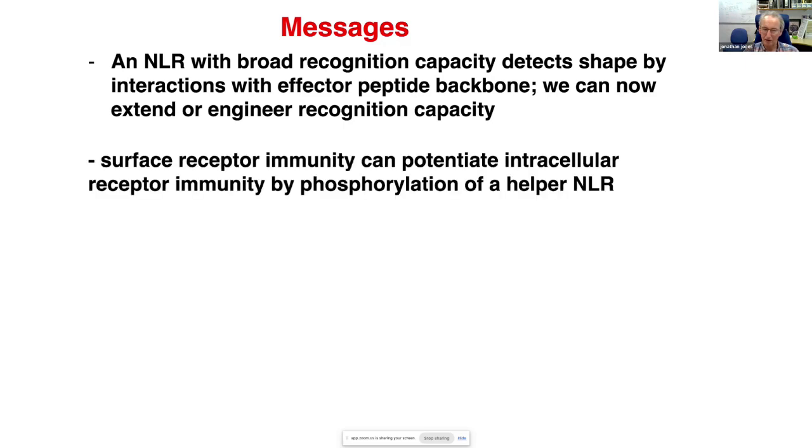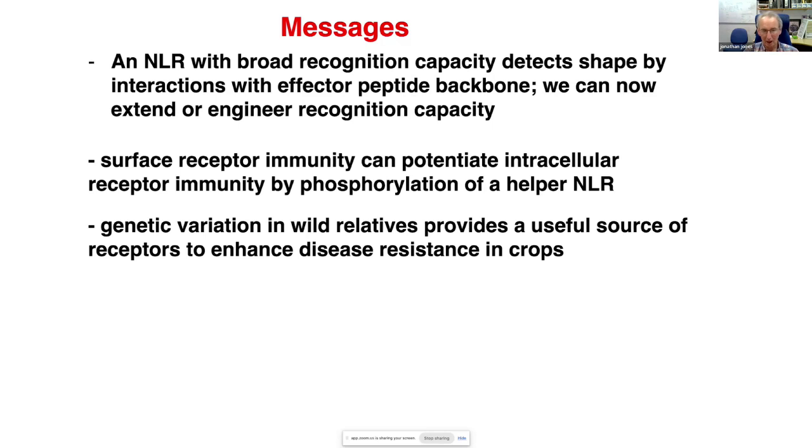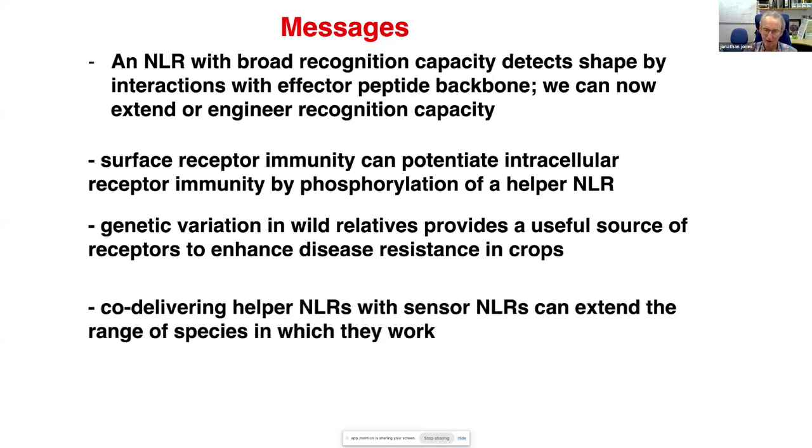I'm going to very briefly tell you that surface receptor-mediated immunity, PTI, can potentiate the action of ETI by phosphorylation of a helper NLR. I'm going to tell you something you would expect me to tell you, which is that genetic variation in wild relatives provides a good source of additional immune receptors to enhance disease resistance in crops, and the challenges associated with bringing that to public use.